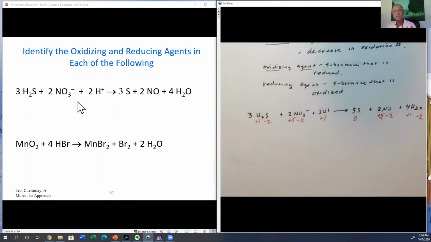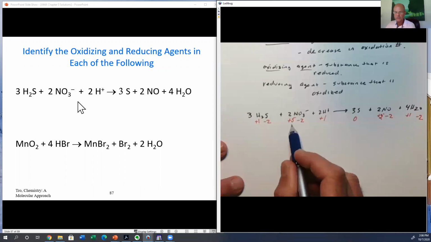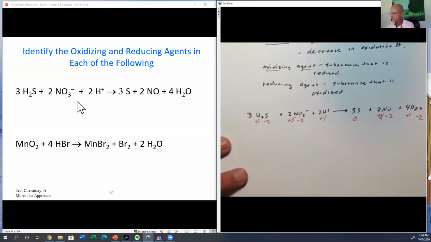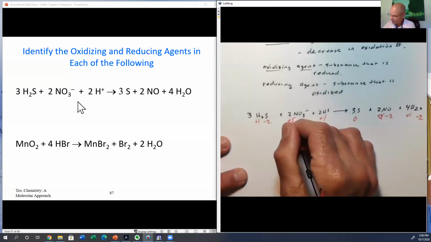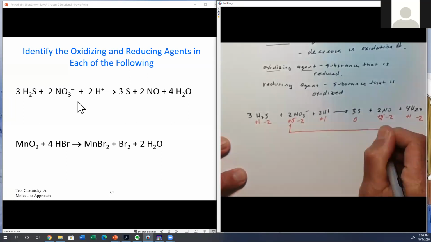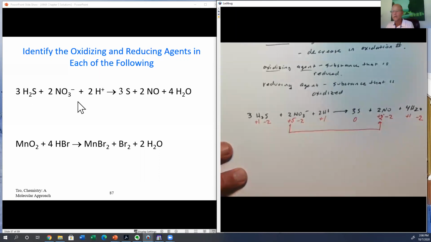Now we can look at these oxidation states and first of all determine, do we have a redox reaction? Do we have an oxidation reduction reaction? The way to answer that question is, do any oxidation states change for any elements? What do you think? Are there any changes in the oxidation states of any elements in this reaction? For nitrogen. Perfect. Nitrogen here is going from +5 on this side to +2 on that side. So is nitrogen being oxidized or reduced?